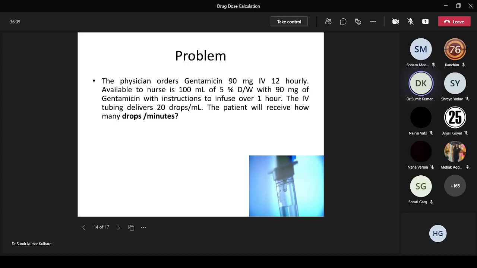Same result. Okay, so I hope all of you got the same result. If anybody didn't get it, no problem. Okay, let's see the steps.